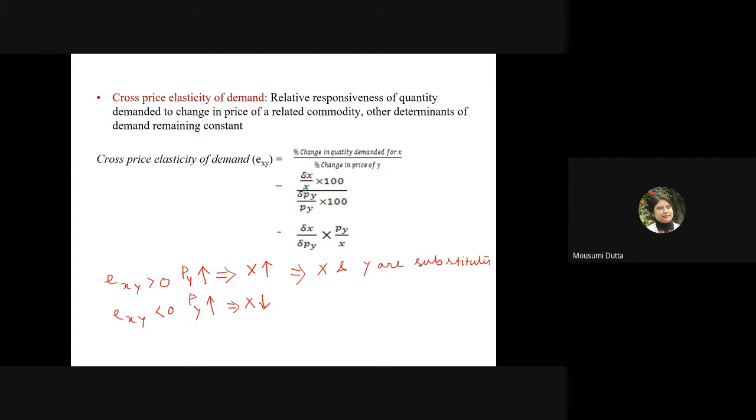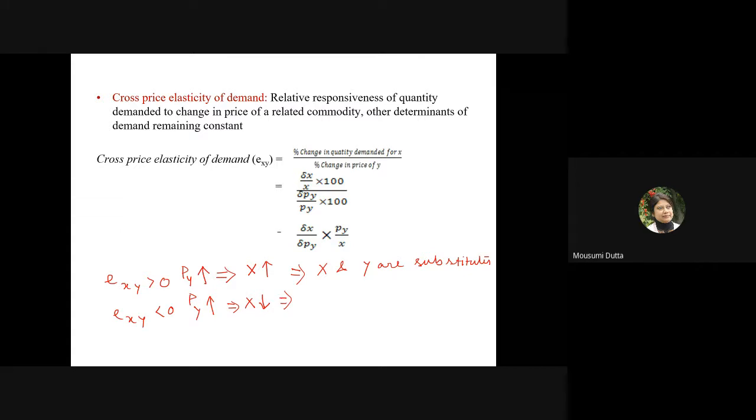So what will be the interrelation between X and Y? They are complements. X and Y are complementary to each other, like pen and ink, hardware and software, bread and butter, milk and sugar, etc. Complementary to each other. Okay.